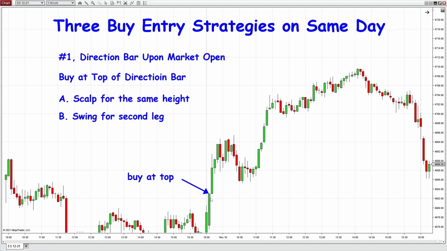If you scalp for the same height as this bull bar, you will exit and take the profit at this bar, the fourth bar during the day. If you choose to swing your trade, you have to wait for the pullback and then exit at the second leg or even the third leg.